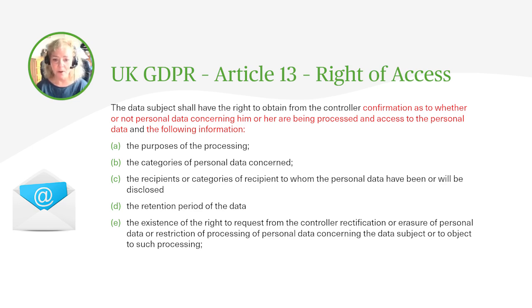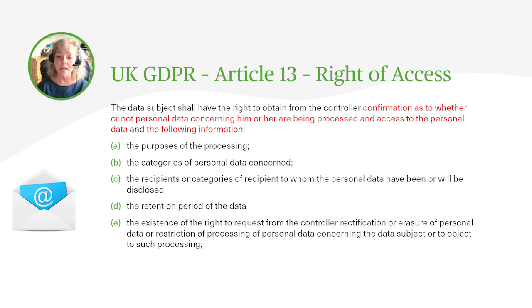So after they've made the request for the data, you have to give them the following information. The purposes of the processing, that's the why you're processing the personal data, the categories of data concerned. So this could be, say if it's an employment context, things like name, contact details, CV, application, the contents of the HR file, so anything that you've got in there, and whatever else you have on that data subject. The recipient or categories of recipients to whom you're disclosing the data.